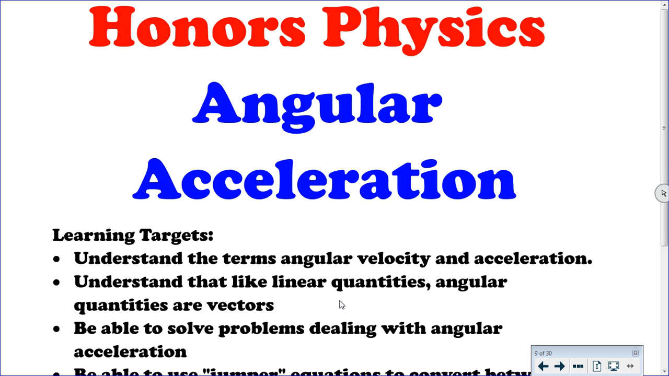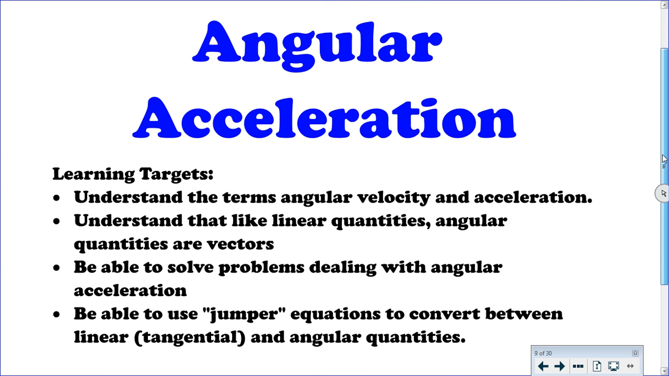In the last video, we learned about angular velocity, and we learned that in the same way that you can measure linear velocity in meters per second, similarly, we can measure angular velocity in radians per second. We're measuring the angle that something goes through per unit time.